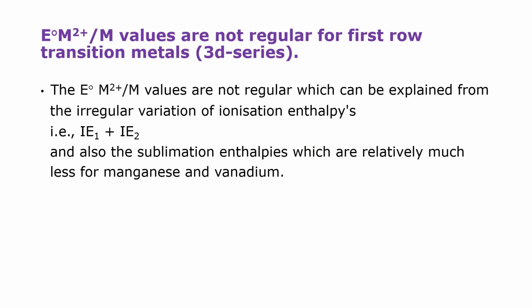Next, Mn reduction potential values are not regular when you compare. That means they do not regularly increase only, or decrease only. In some cases it is increasing, then again decreasing like this. It's all because of irregularity in the IE1 and IE2 values here. Why? Because we already completed the ionization potential.